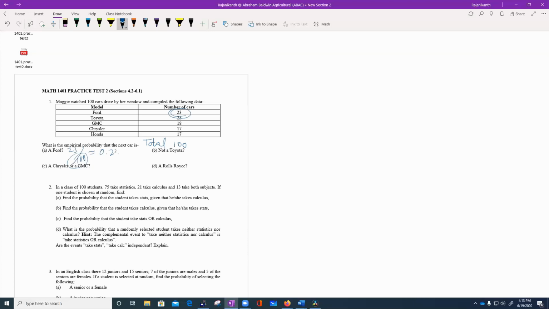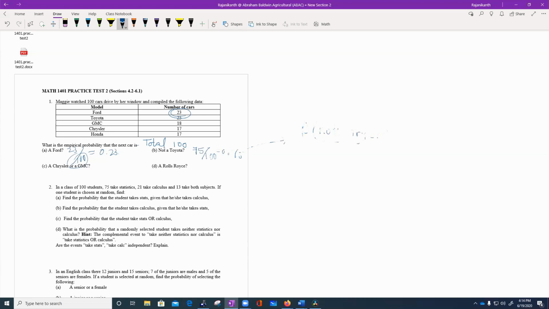So what is the probability that the chosen one is not Toyota? 75. Okay, how did you get that number? You add everything that is not Toyota, and that equals 75, and 75 over 100 is 0.75. Okay, very good. 0.75. The question is finding the probability of not Toyota, right?